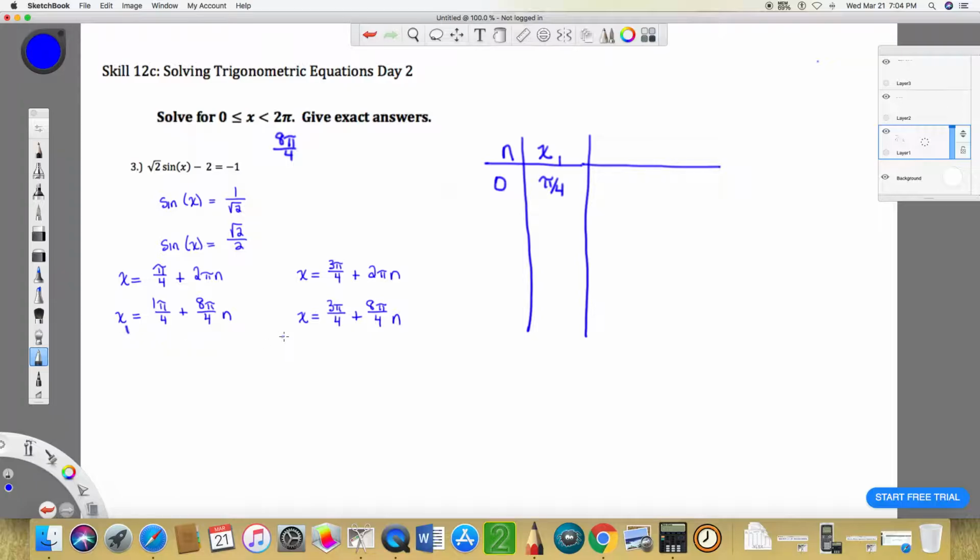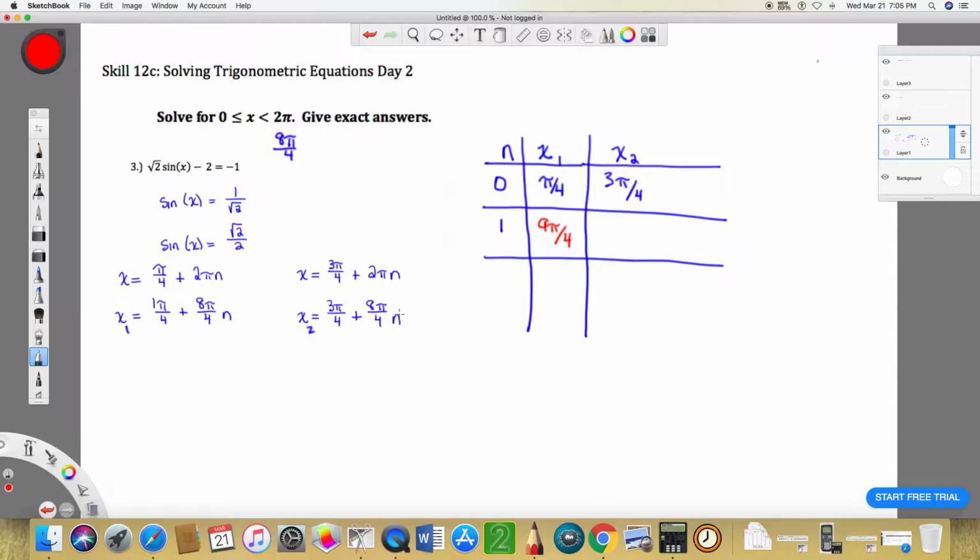Let's just call these solutions 1 and these solutions 2. And if n is 0 over here, we've got 3 pi over 4. That's also a solution. If we let n be 1, then over here we have 8 plus 1, which is 9. But 9 pi over 4 is too big. It's a solution to the equation, but it's not between 0 and 2 pi.